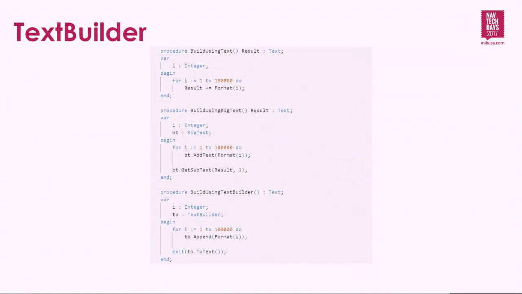For the text builder, I created a small sample here, trying to build up a big string using the text type, or using big text, or even using TextBuilder at the end. I ran that on a Surface Pro, and this one took 25 seconds. Slightly faster to use big text. I'm not sure why it's even that slow, but not impressive. With a text builder, it took 72 milliseconds. So huge performance gains.